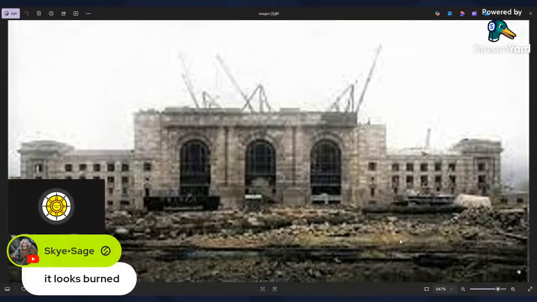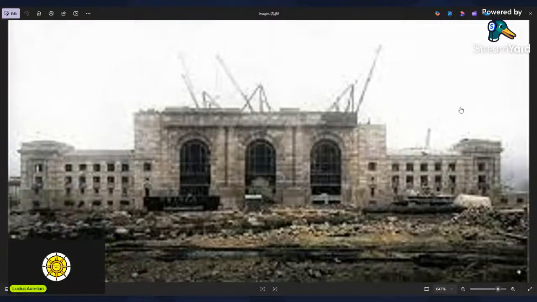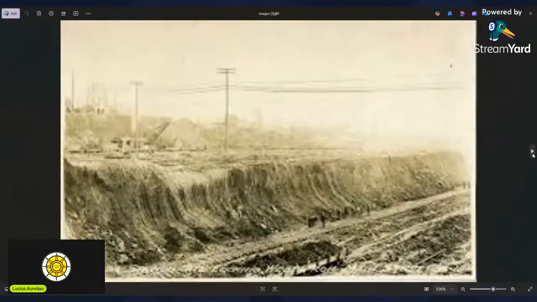Yeah, good point there, Sky Sage. It does look burned, kind of just like the Iowa State Capitol did. I'm sure that's just another coincidence. But yes, I know, public buildings, and you could just say they could spend infinitely in debt. Well, guess what? We can spend infinitely in debt today, but nobody's building buildings like this. I guess they're just not popular.